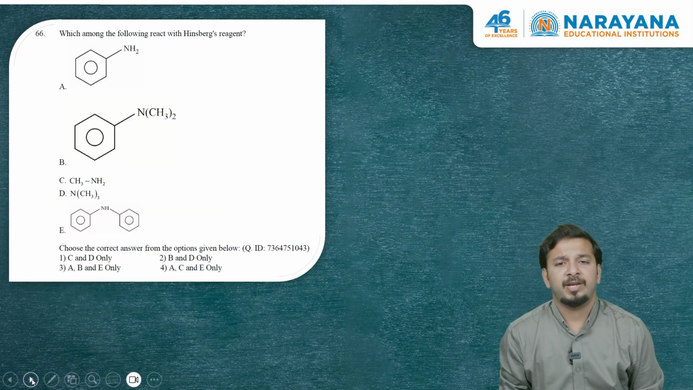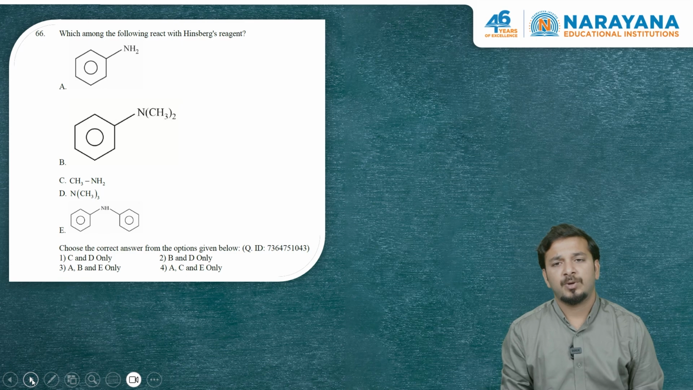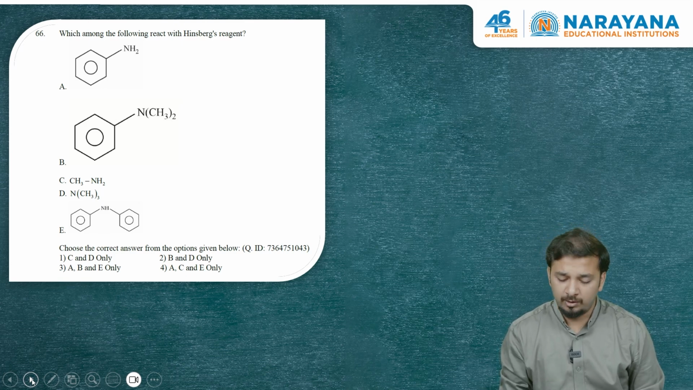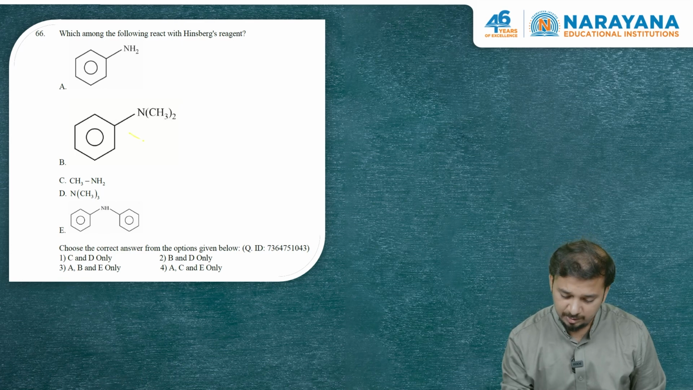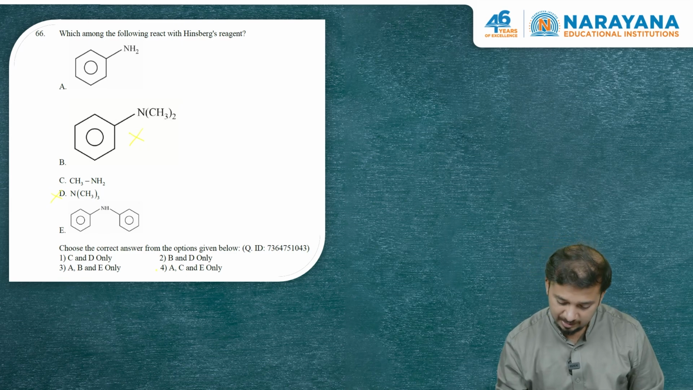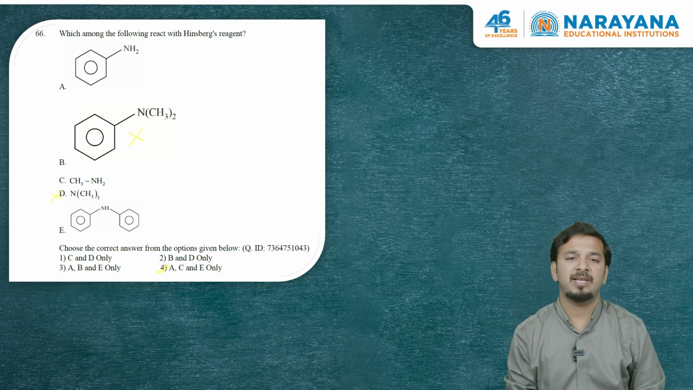Which among the following react with Hinsberg's reagent? So primary amine and secondary amine will react with Hinsberg reagent. Tertiary amine will not react. So B is tertiary amine, so it will not react. D is tertiary amine, so it will not react. So A, C and E will react. So the correct answer will be option 4, that is A, C and E.